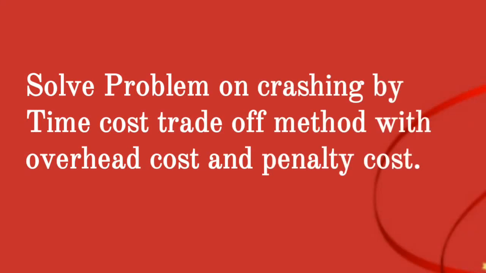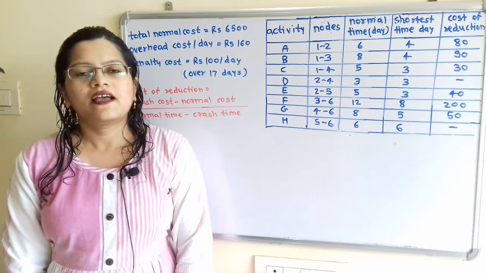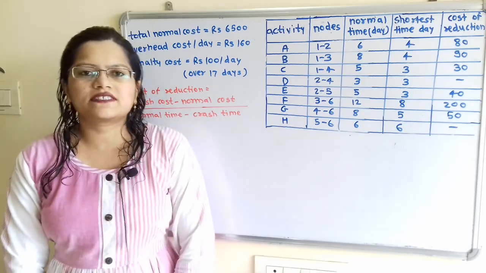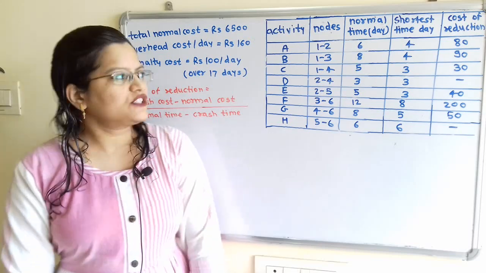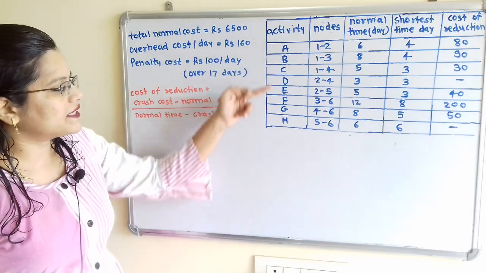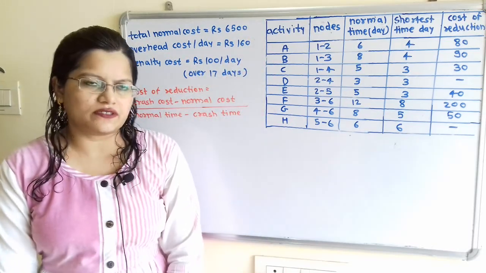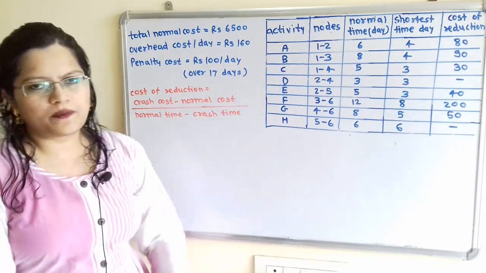Solve one problem on crashing by the time-cost trade-off method with overhead cost and penalty cost. Let us understand the given question. In the question, activities A, B, C, D up to H are mentioned. Then the nodes are also mentioned.